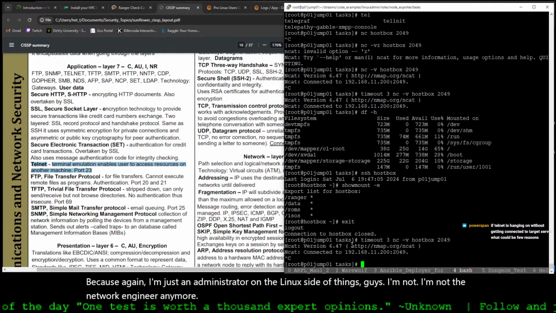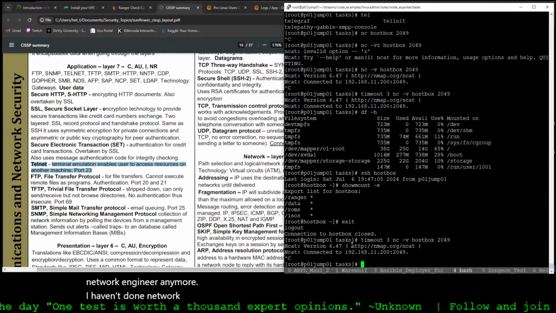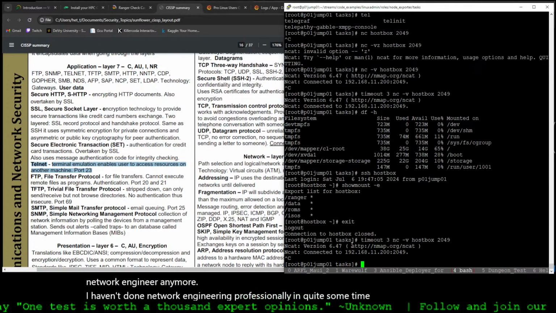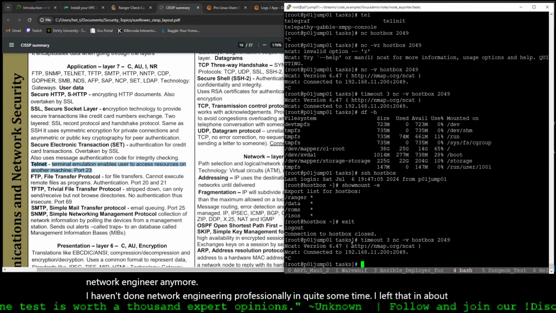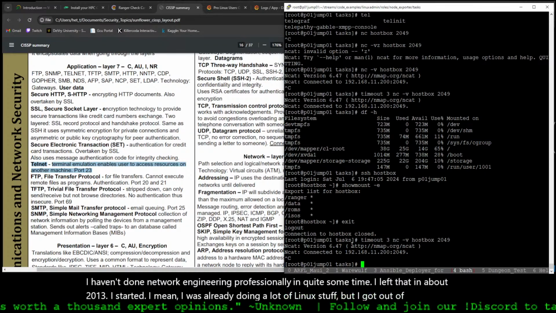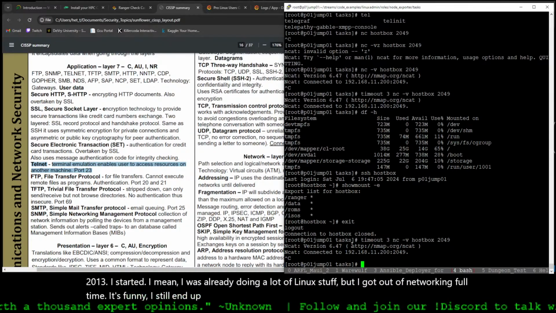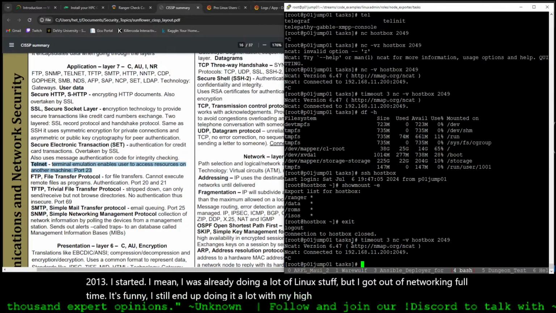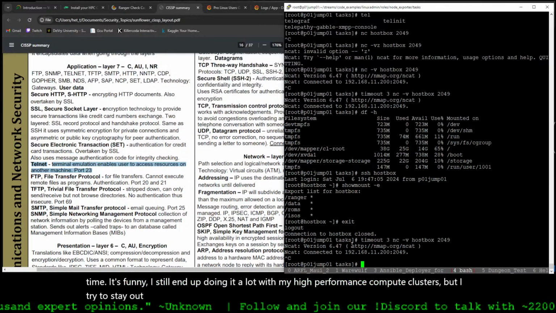I haven't done network engineering professionally in quite some time. I left that in about 2013. I was already doing a lot of Linux stuff, but I got out of networking full time. It's funny, I still end up doing it a lot with my high performance compute clusters, but I try to stay out of strictly speaking all networking.